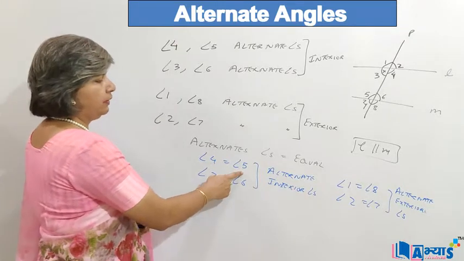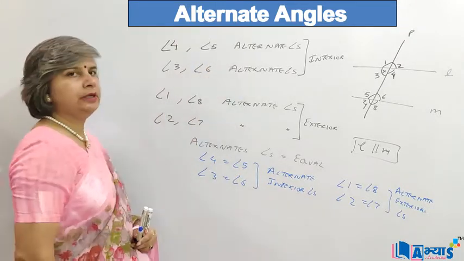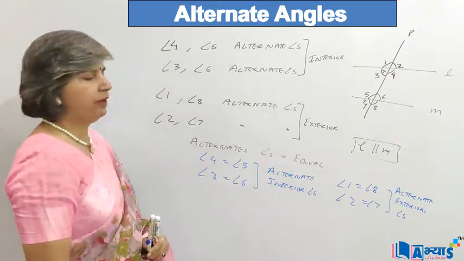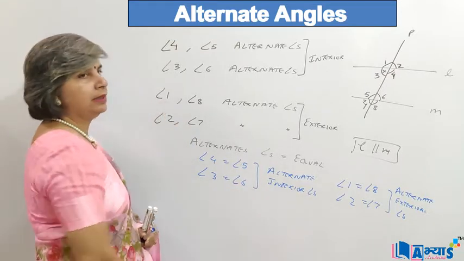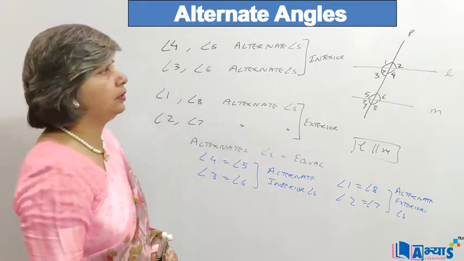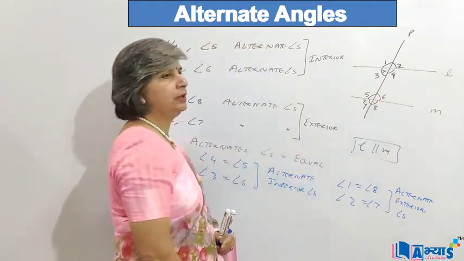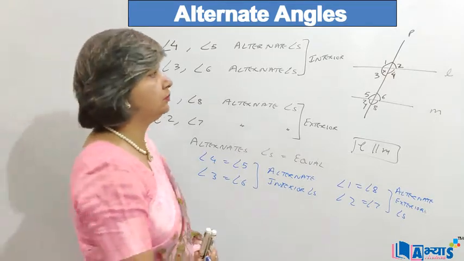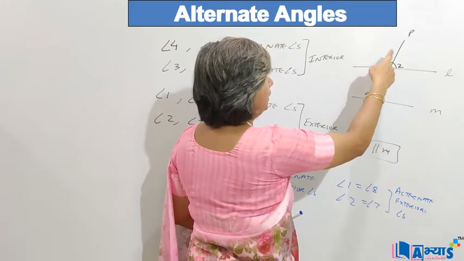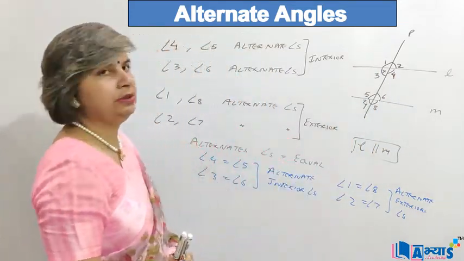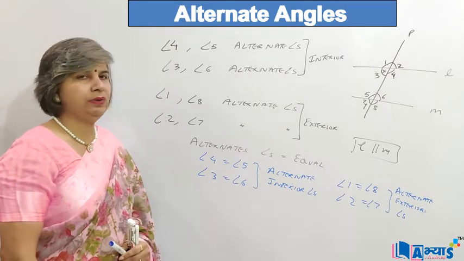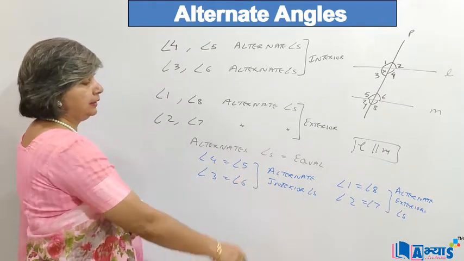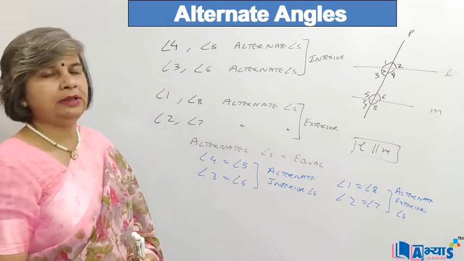That means 4 and 5 are alternate interior angles. It is a pair of alternate interior angles. When L is parallel to M, they will be equal. Angle 4 will be equal to angle 5. Similarly, angle 3 will be equal to angle 6. They are alternate interior because they are alternate, which means one angle is on one side of the transversal and the other is on the other side. We see that 4 is on one side of P and 5 is on the other side of P. Similarly 3 and 6, and they are between L and M, so they are known as interior angles.